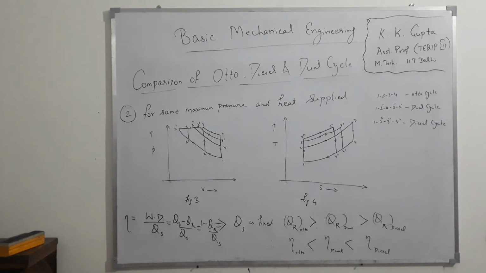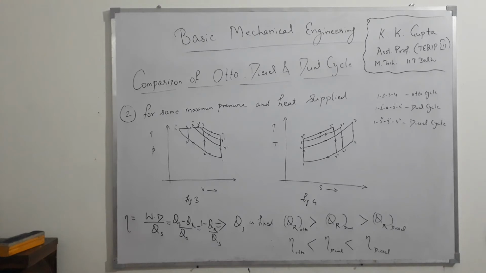Formula for efficiency is net work done divided by heat supplied. Work done can be written as difference of heat supplied and heat rejection. So efficiency can be written as 1 minus QR divided by QS. Now in this case QS is fixed. It means the cycle in which heat rejection is maximum will have minimum efficiency.